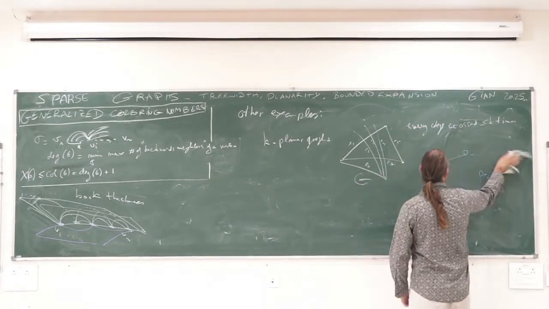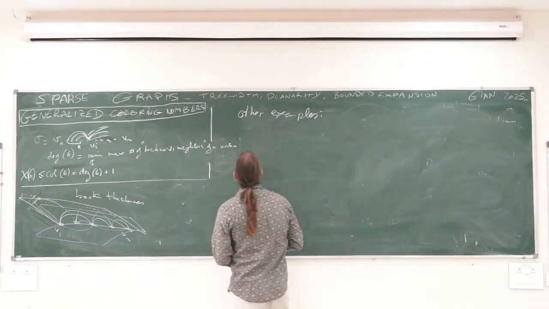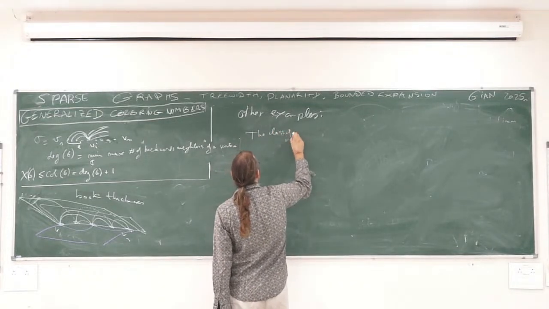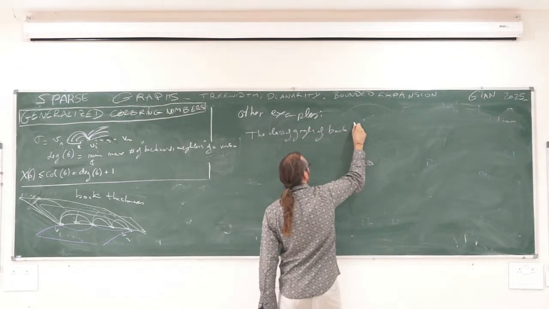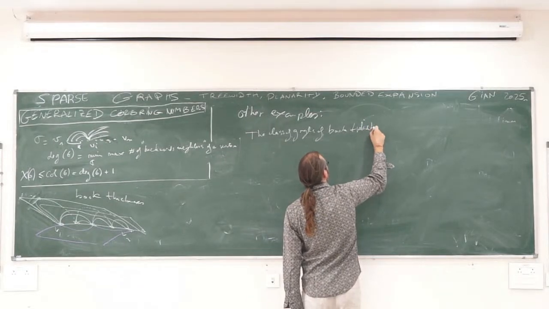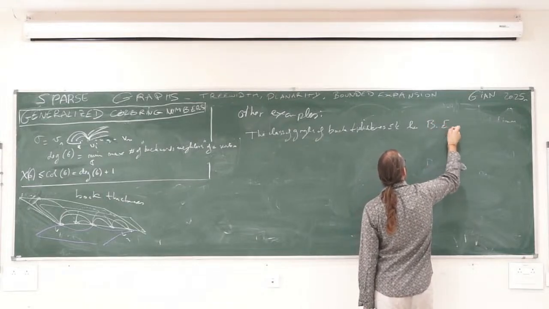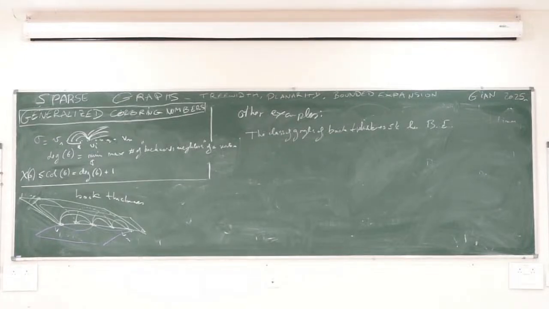But okay, if you take the class of graphs of book thickness K, it has bounded expansion. This is another classic example. I can't prove why here, but you can find it in the video. This is just to give you some nice examples.